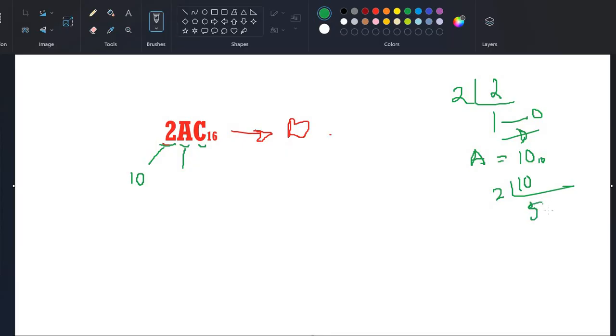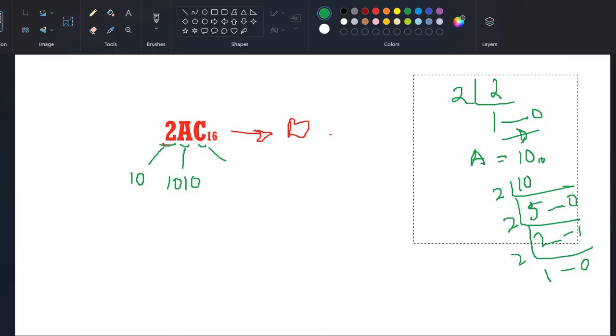2 2s are 4, 1 remaining; 2 1s are 2, 0 remaining. So what will be the result? 1 0 1 0. So 1 0 1 0 is the binary equivalent for A. Similarly for C, A is 10, B is 11, C is 12.